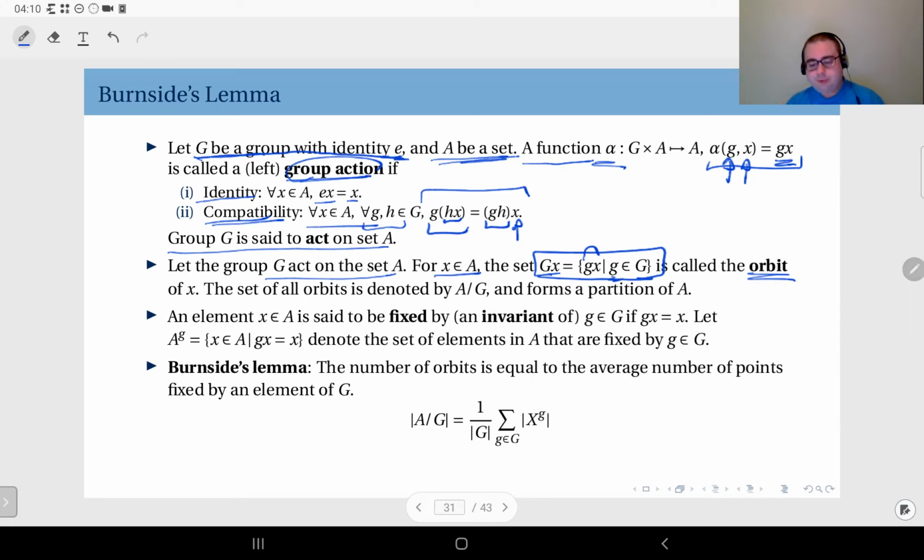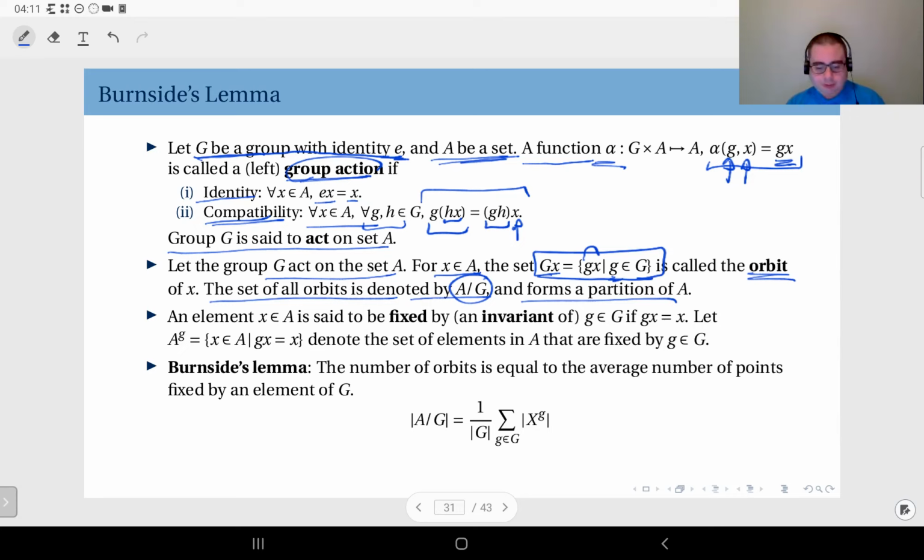Okay, so simply put, this is the set of elements that you can obtain by applying all the permutations in group G to element x. So this is the set of all elements you can obtain by permuting element x. That is simply what this is. Now, the set of all orbits is denoted by this here, A divided by G, and it's possible to prove that this forms a partition of set A.